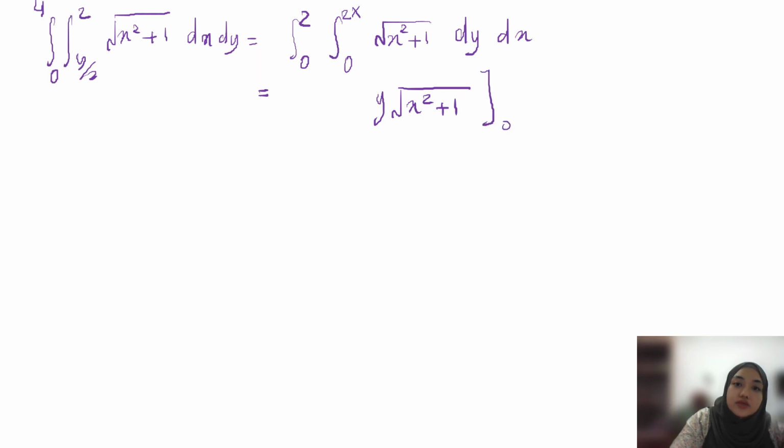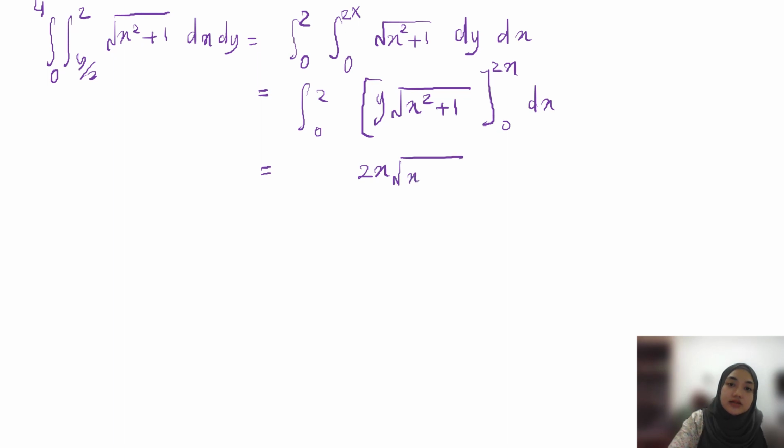Since it's with respect to y, it's y times the square root of x squared plus 1. This one you have to substitute the value. Don't forget to write the details. You cannot simply leave it like that, you have to substitute. So substitute, and you will get 2x times the square root of x squared plus 1, minus 0, no need to write. Then you have to integrate this with respect to x.